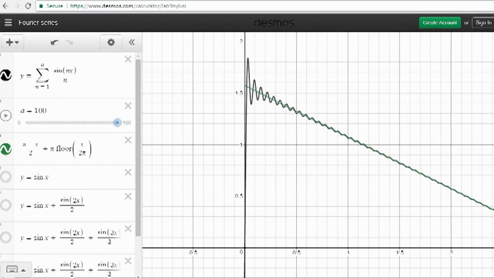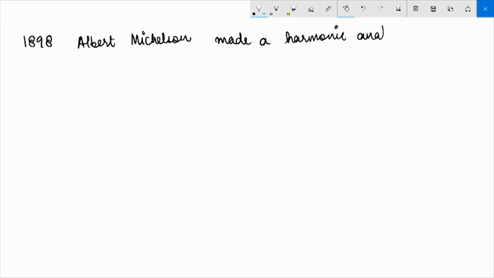That means this point x equal to 0 is the point of discontinuity. The ripples continue to compress towards this discontinuity, but there is no significant change in the amplitude of the ripples. Let us now discuss this phenomenon. So in 1898, American mathematician Albert Michelson developed a harmonic analyzer that could compute the Fourier coefficients up to k equal to 80. So it could compute a_k up to k equal to 80.